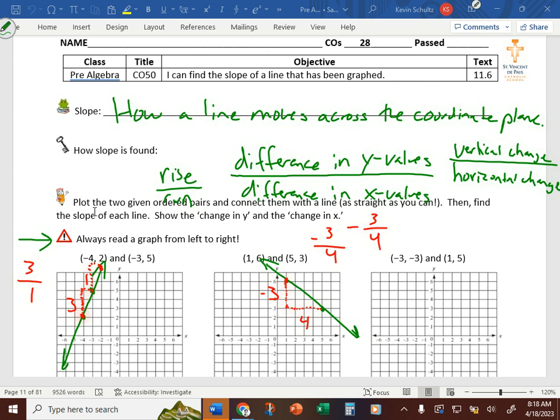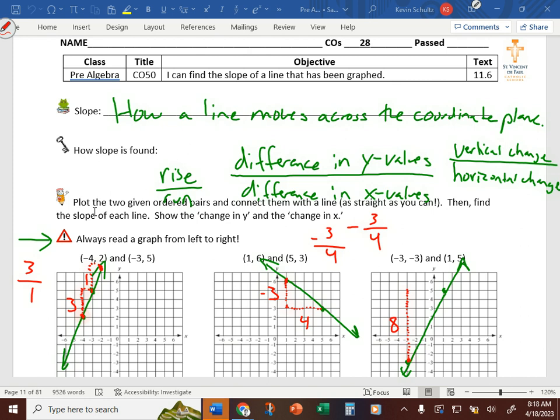Okay. Next one, negative 3, negative 3. It's going to put us right here. And 1, 5, way up there. Let's connect these points with a line. And what's the slope? Starting with the point on the left, I've got to go all the way up here. How far did I go? Gregory, 8. Okay. My vertical change was 8.